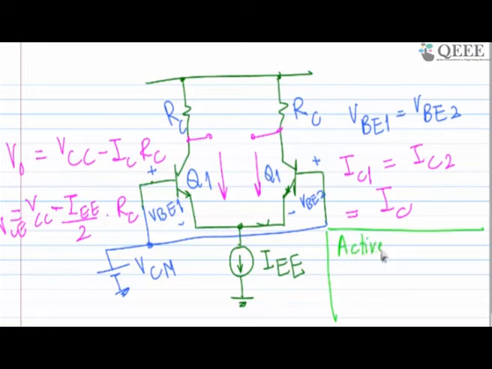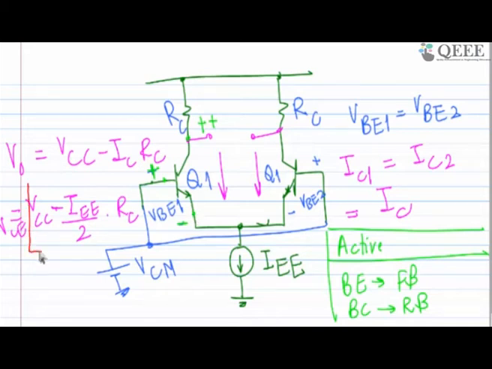When my transistor is in active mode, my base to emitter junction is in forward bias and base to collector junction is in reverse bias. This can only be done when this potential is plus, this potential is minus, and this potential is plus. What do you mean by plus and minus? It means this potential must be higher than this potential, and this potential must be higher than this one. This is the notation I am giving. So if I want to do that, then I should make sure that this voltage has to be greater than my input, and my input is VCM.